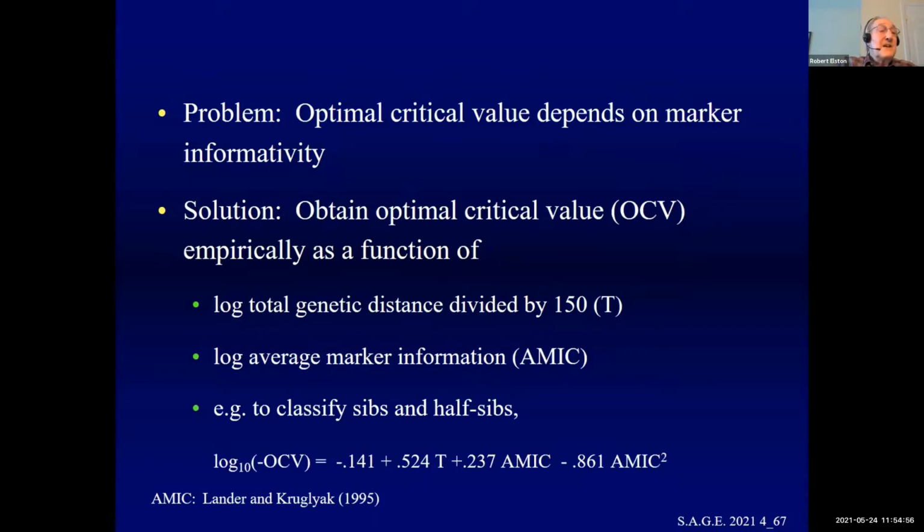This is the Lander and Kruglyak average marker information content. And she found out to classify Sibs and half Sibs, this is what you do. She found that by a lot of simulation.